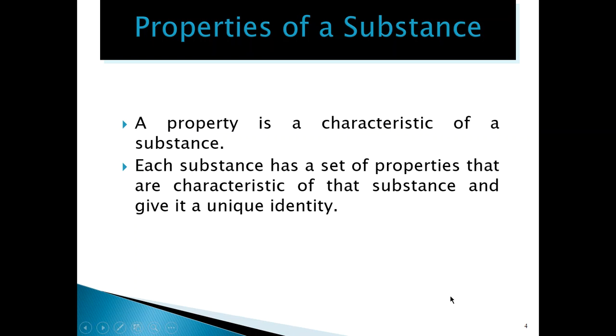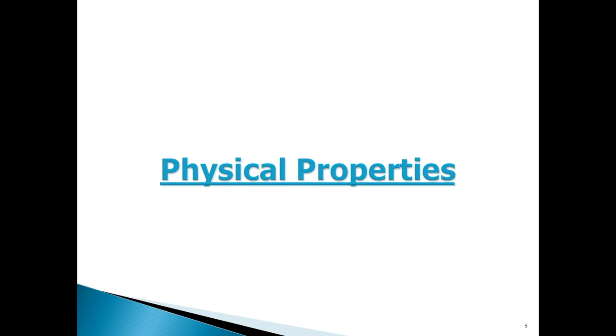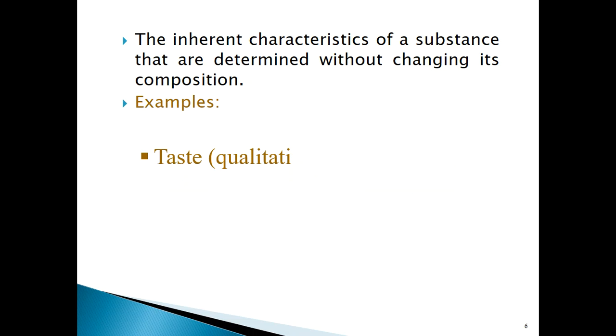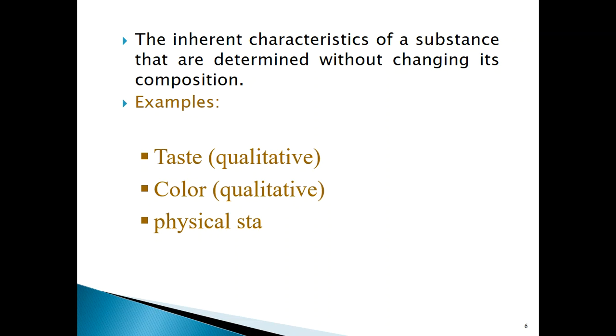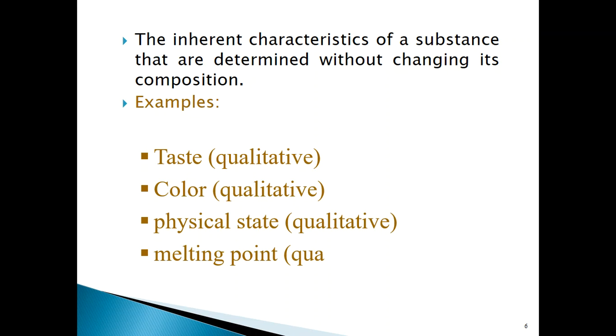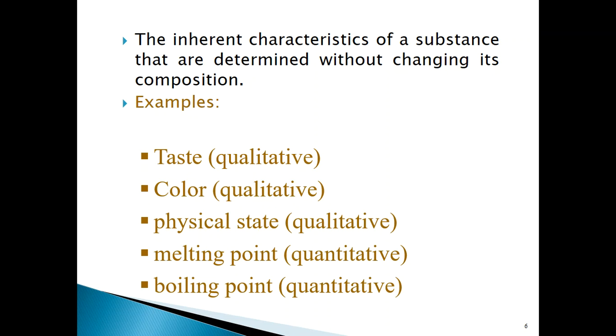So, as stated here, each substance has a set of properties that are unique to that substance and therefore makes it very identifiable. So, there are two types of properties that you need to be concerned with. All properties fall under one of these two categories. They're either physical properties or chemical properties. So, for physical properties, we're talking about those observable characteristics that we can basically observe without changing the composition of the substance. So, some examples are listed here.